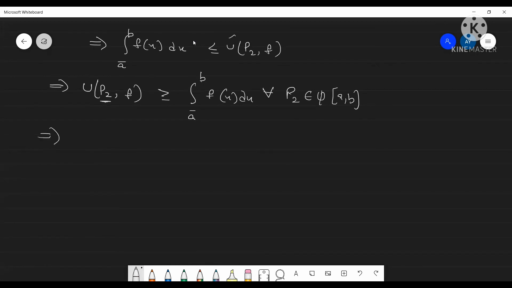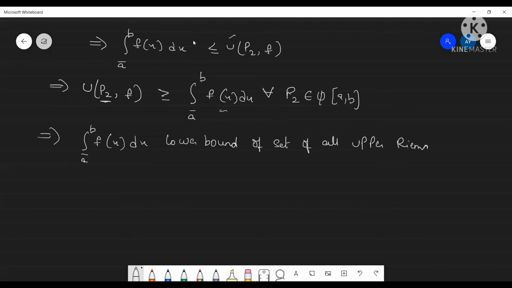Now we'll take this one, the integral from a bar to b of f(x) dx. What is this actually? This is a lower bound of the set of all upper Riemann sums. This is from the definition of lower bound. So what are we writing? This one is the lower bound of all the upper Riemann sums.